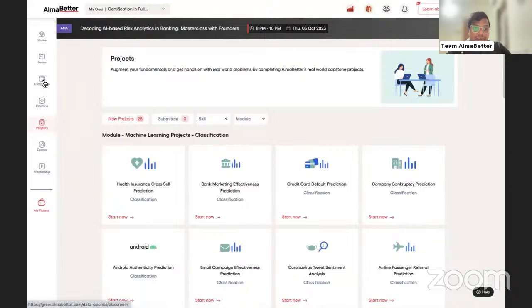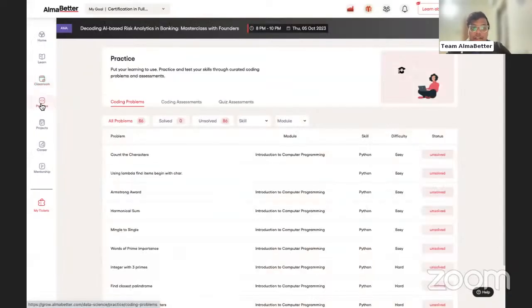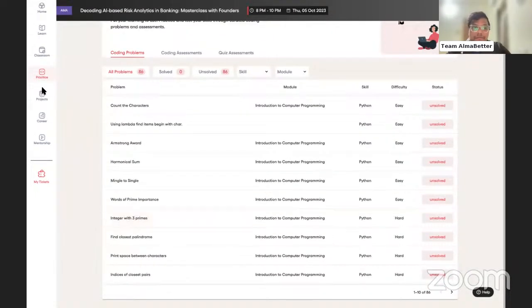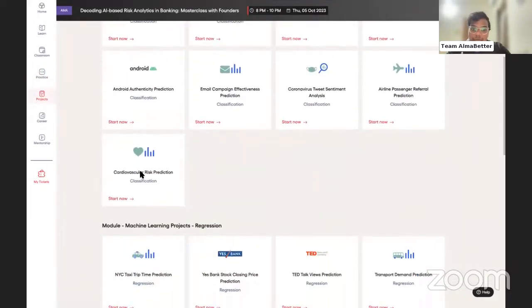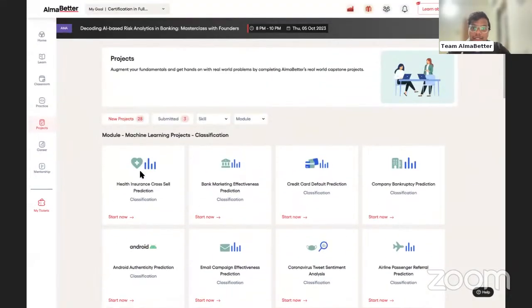So here you can see all the other tabs, the classroom tab. In this classroom tab, you can access the class. Basically, classes will take place in AirMeet. So you'll get the link here once the classes start after enrolling. These are the practice questions, you can solve them, and the capstone projects. As you can see, we have plenty of capstone projects. For every project, you'll receive a certificate after you complete the project. You can share that on your LinkedIn profile, right?